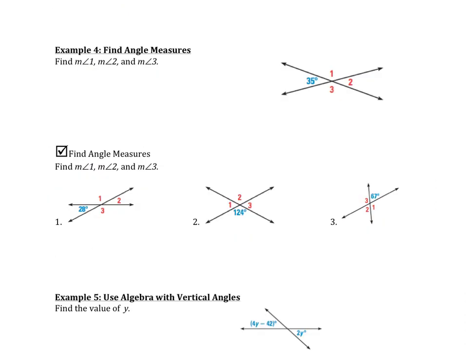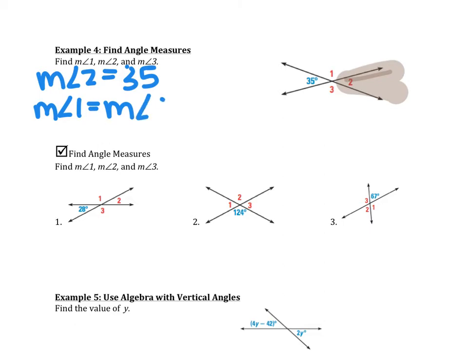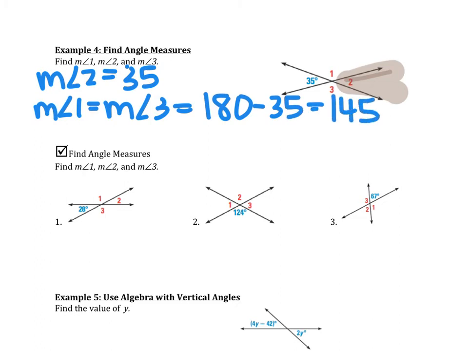Okay, so when you have intersecting lines and you're given one angle measure, you can find all the rest. The first thing I know is vertical angles. I'm going to solve that one first. So the measure of angle 2 must equal 35. I know that 1 equals 3 because they are also vertical angles, but they're a linear pair with the 35. So you take 180 minus 35, which is 145. Pause the video and try to find the other 3 angle measures when you're given one.